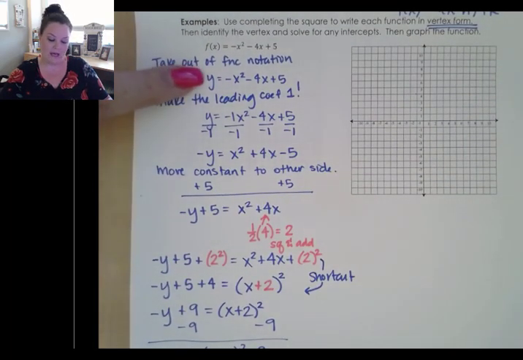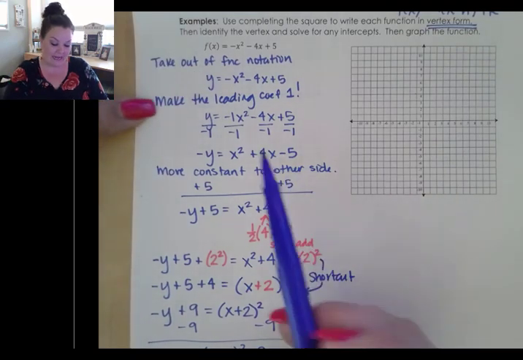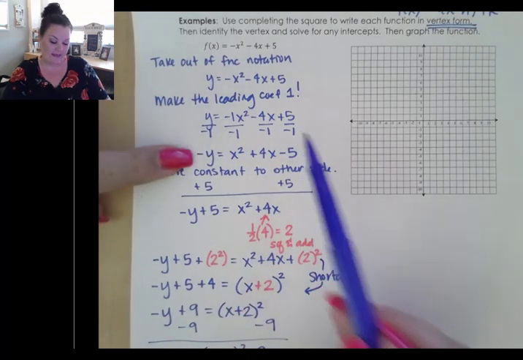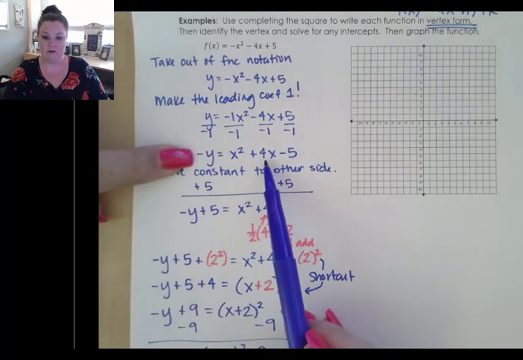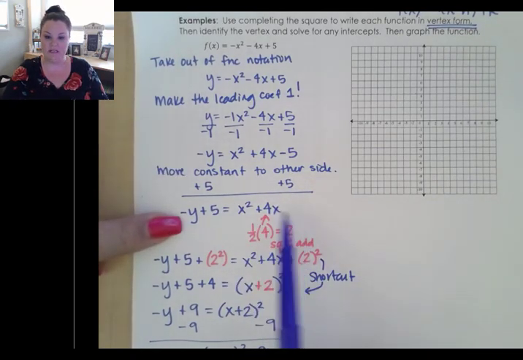So it's written with a y. We're going to make sure our leading coefficient is a 1. So if there's anything in front of that x squared, we just divide it off. Okay, and then we want to isolate the x terms. So here I moved my 5 to the other side, and then I can do completing the square.